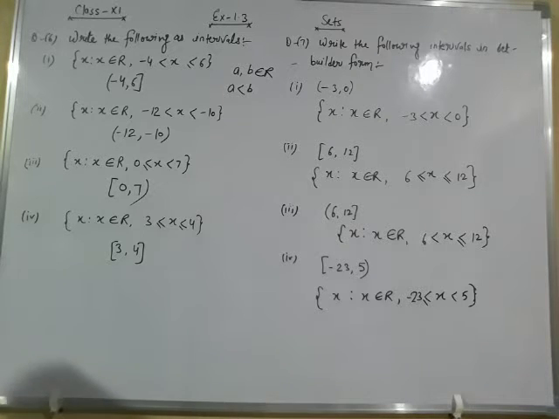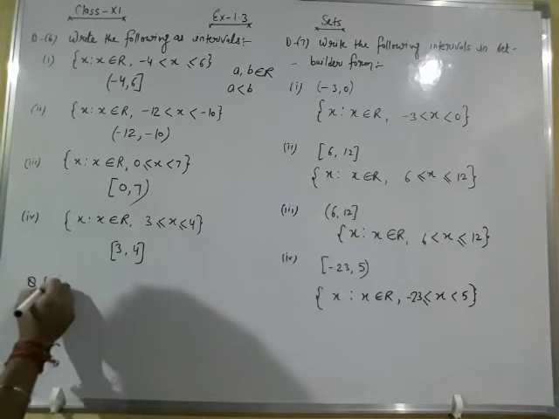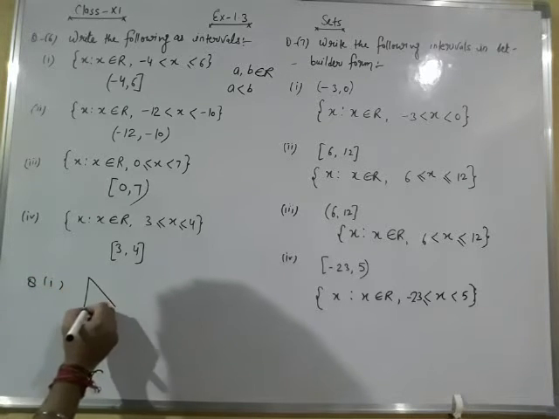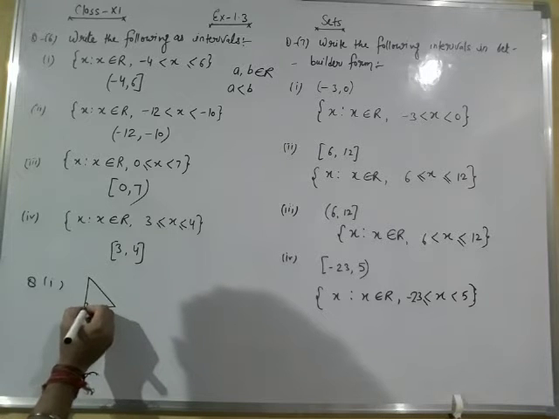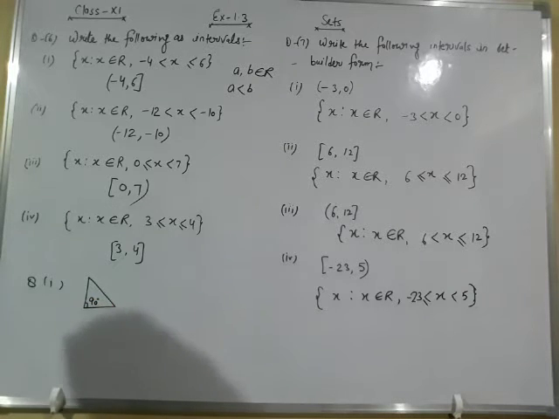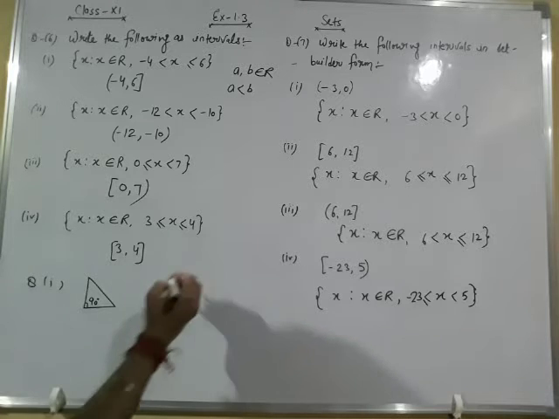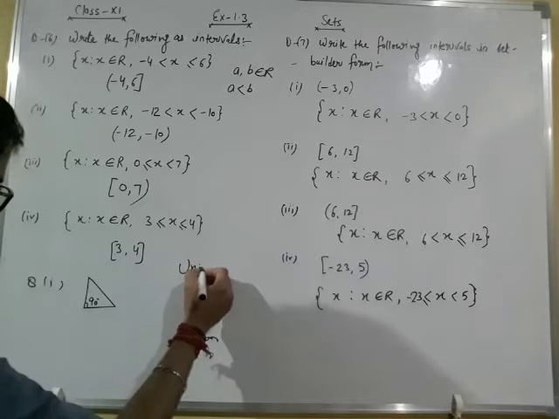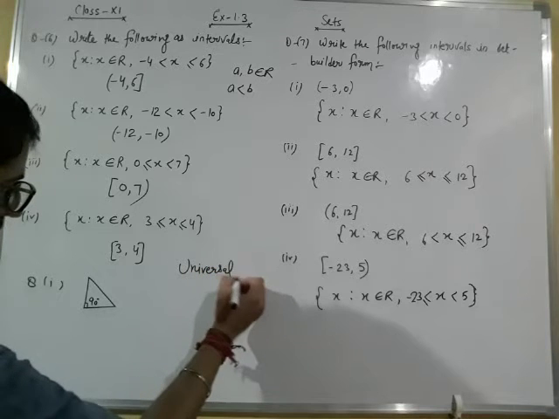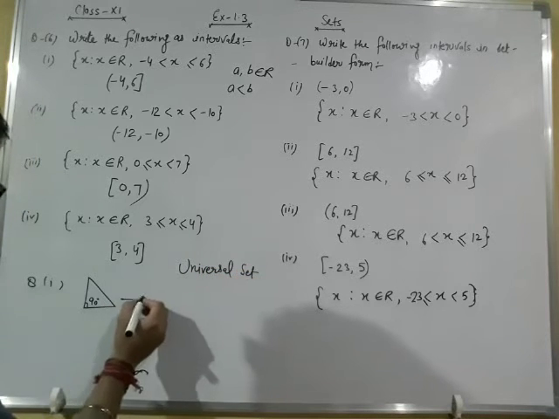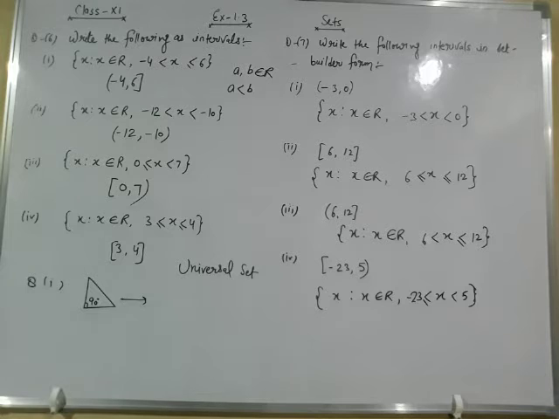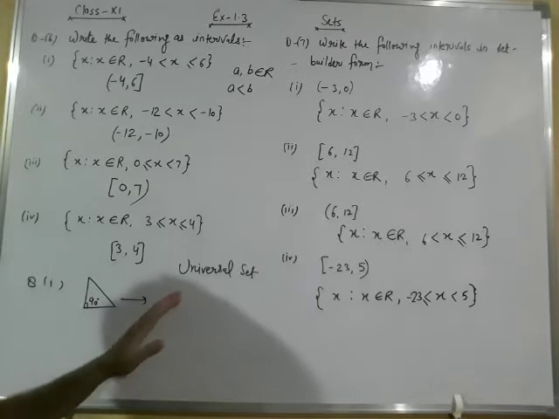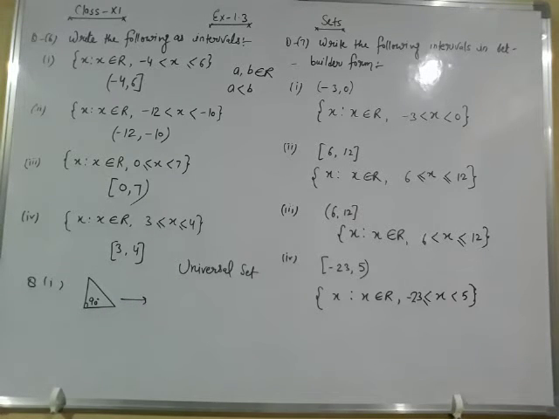First part, the set of right triangles. The set of right triangles means a triangle which has one angle equal to 90 degrees. And we have to write the universal set for this, so that it can belong to that universal set, because the universal set is the largest set of the family.